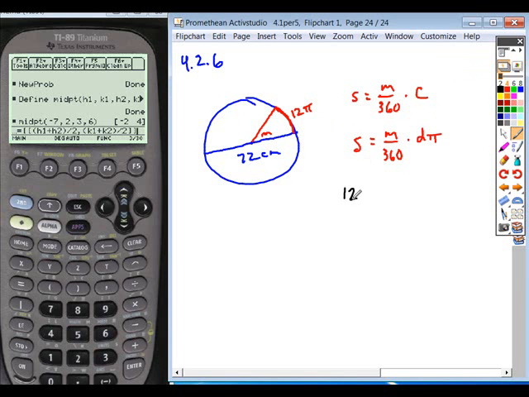The arc length was given as 12 pi. The arc measure is unknown. The d value, the diameter, is 72. And so now as you solve this, again, you can either use your solver from the calculator. The pi's could cancel. Here we're multiplying by 360 over 72. You could have reduced that if you wanted, but 360 over 72.